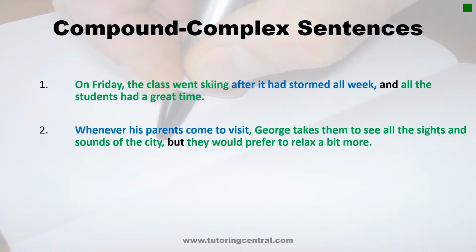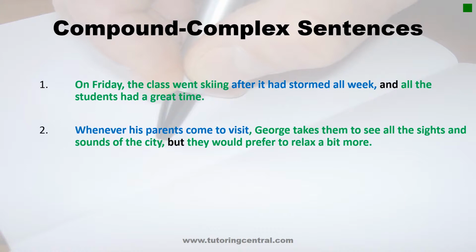But the dependent clause, after it had stormed all week, well, that can't stand by itself, can it? Because it doesn't make sense. If you walk up to someone and say, after it had stormed all week, they would be waiting for more information. What happened after? So that, if it were written alone, would be called a sentence fragment. So we can't have that. But within the compound complex sentence, it works perfectly. So here we have 2 independent clauses and 1 dependent clause.